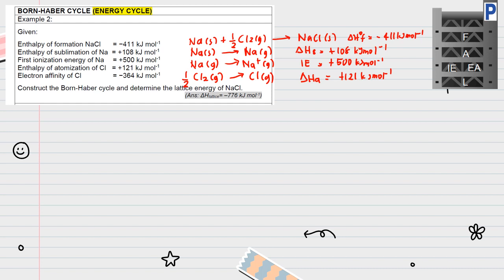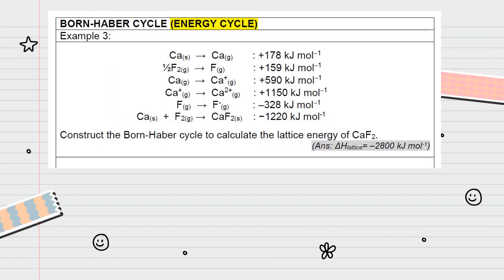And lastly is electron affinity. Maksudnya daripada Cl gas gain 1 electron menjadi Cl gas charge negatif. So this one adalah EA equal to negative 364 kJ mole minus 1. So I dah tulis dah thermochemical equation for you. What I want you to do is construct the cycle. Okay, construct the Born-Haber cycle. Okay, I want you to do this and I will call someone to construct the cycle during our tutorial. Okay, for example 3, I want you to construct the Born-Haber cycle. So we will discuss it during tutorial.